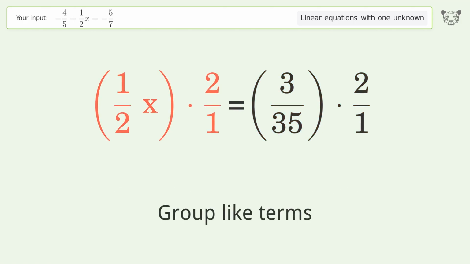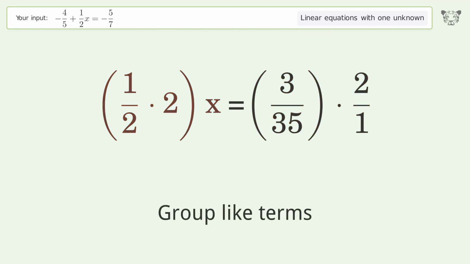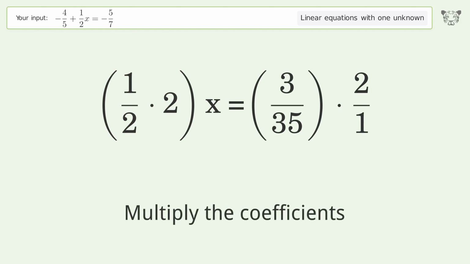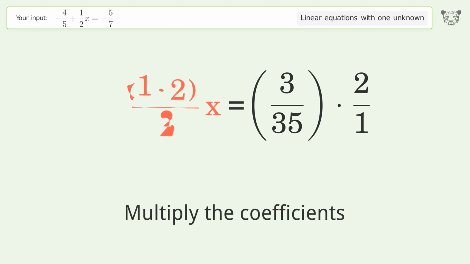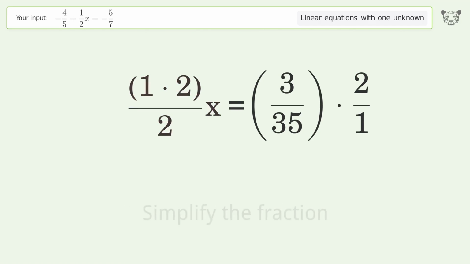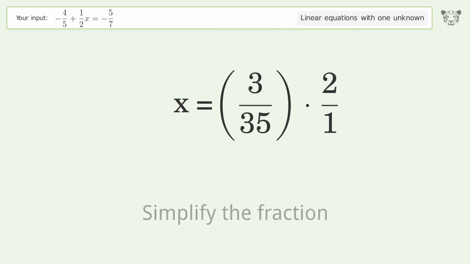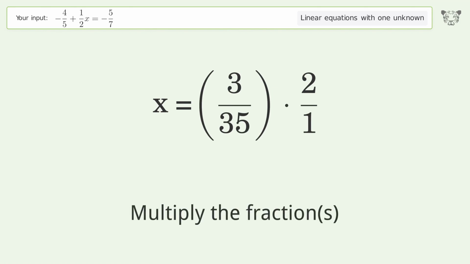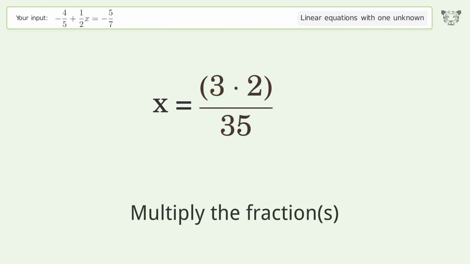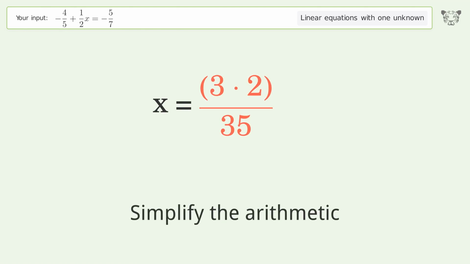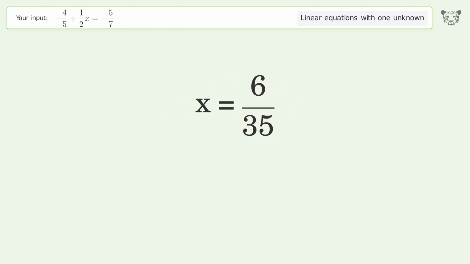Group like terms. Multiply the coefficients. Simplify the fraction. Multiply the fractions. Simplify the arithmetic. And so the final result is x equals 6/35.